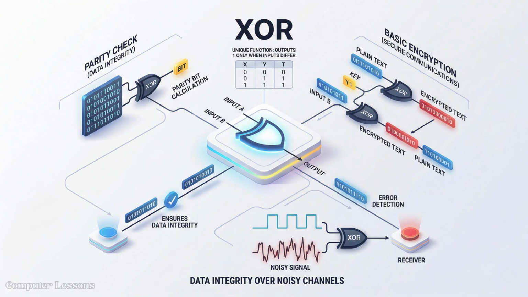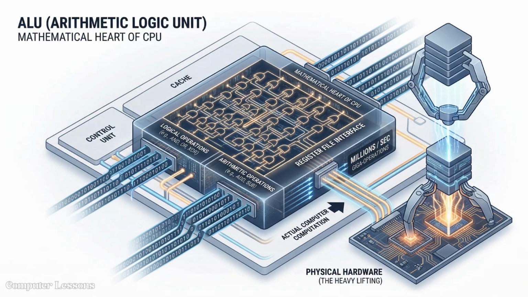It is a critical tool for ensuring data integrity across noisy electrical signal channels. These logical operations occur within the Arithmetic Logic Unit, the mathematical heart of the processing unit. The ALU combines thousands of logic gates to execute millions of these operations every second. This physical hardware is what performs the actual heavy lifting of all computer computation.